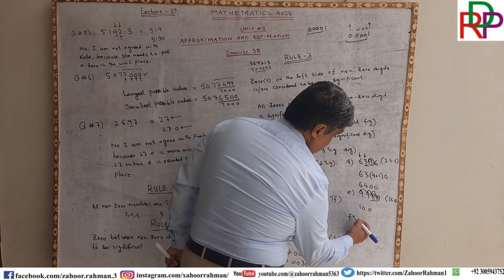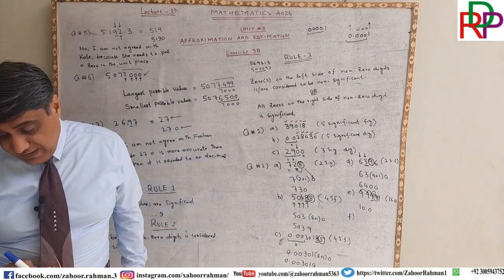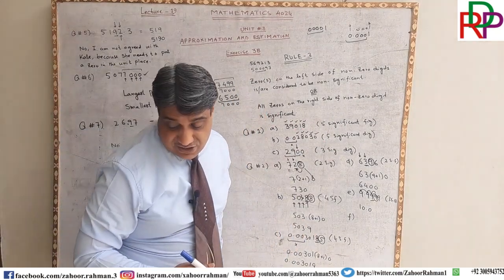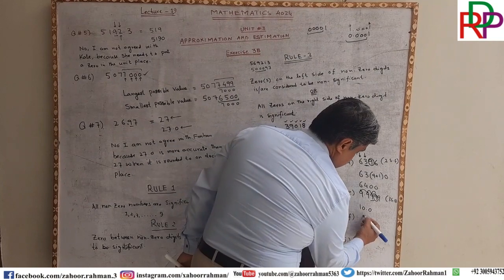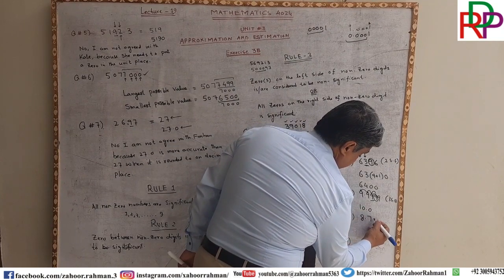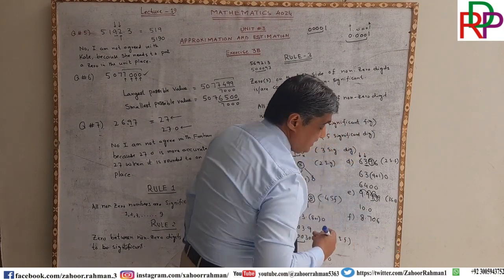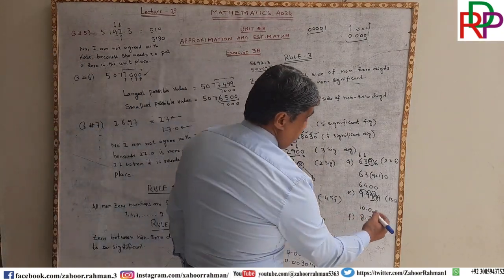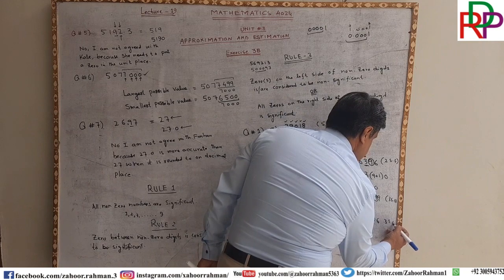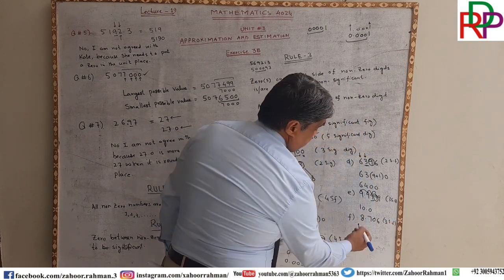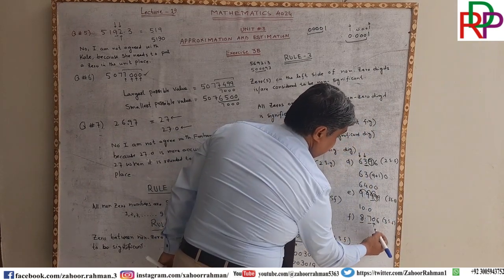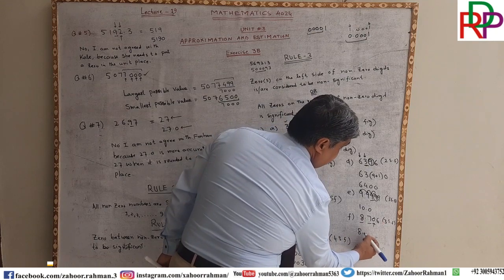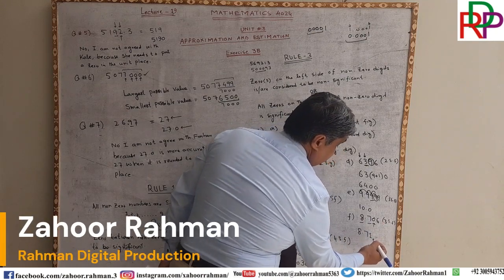The final question for today is F, and that is 8.706. Round to how many significant? Three significant figures. So 1, 2, 3. Underline here. So it will be 8.71.